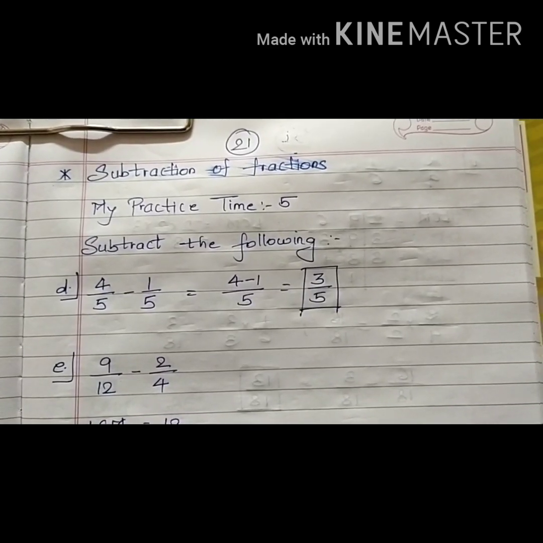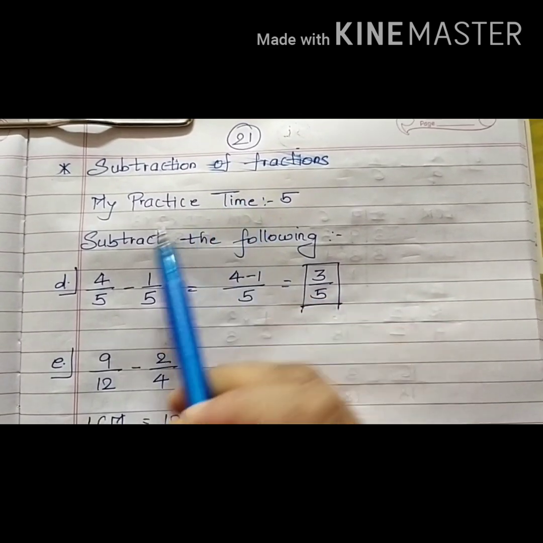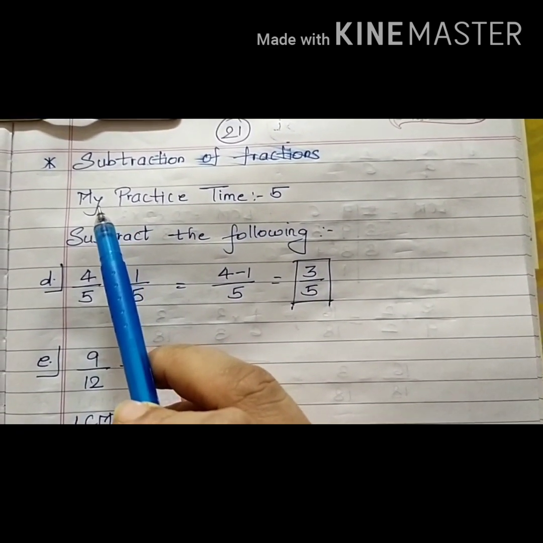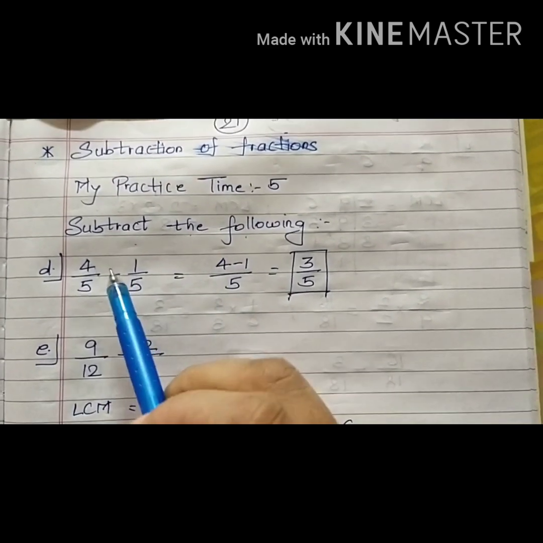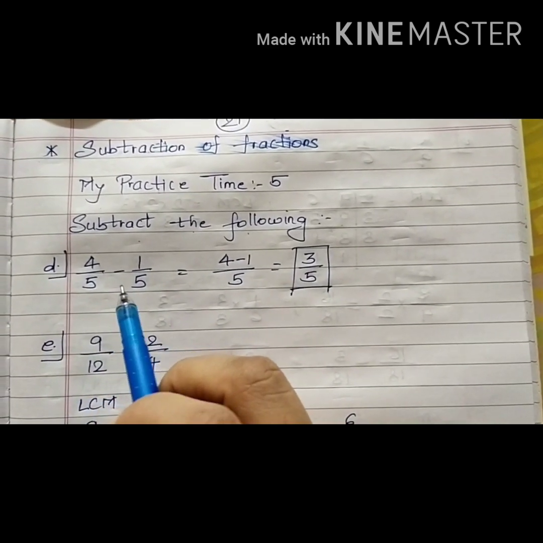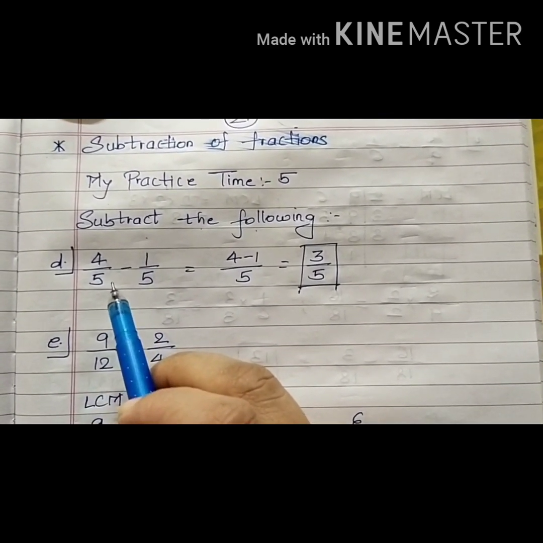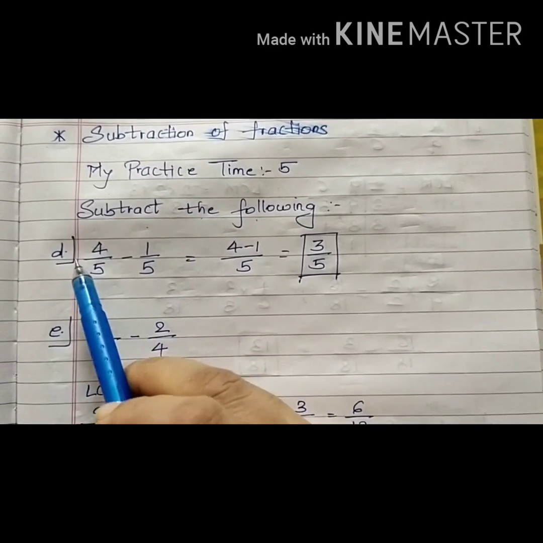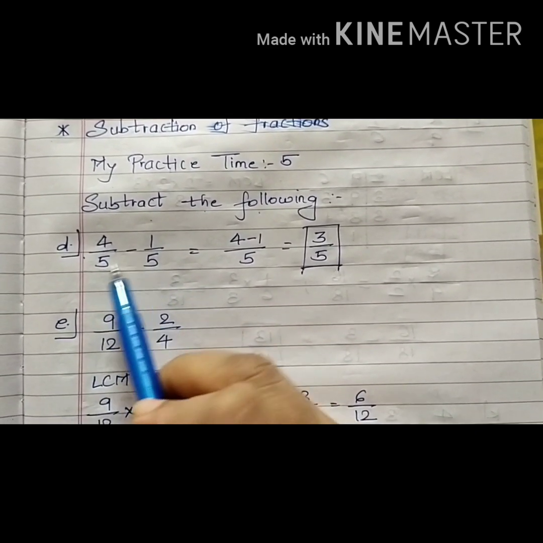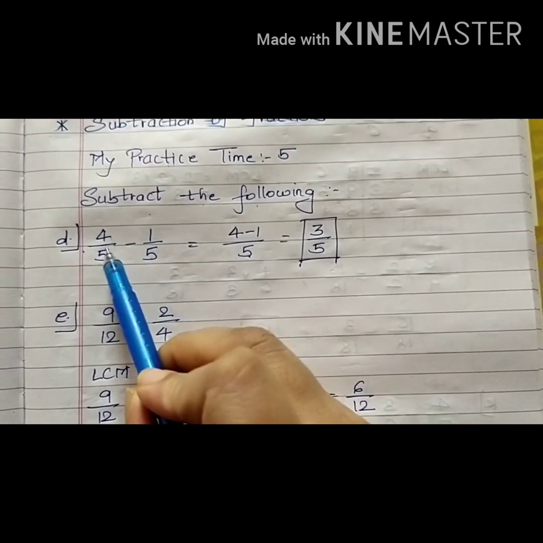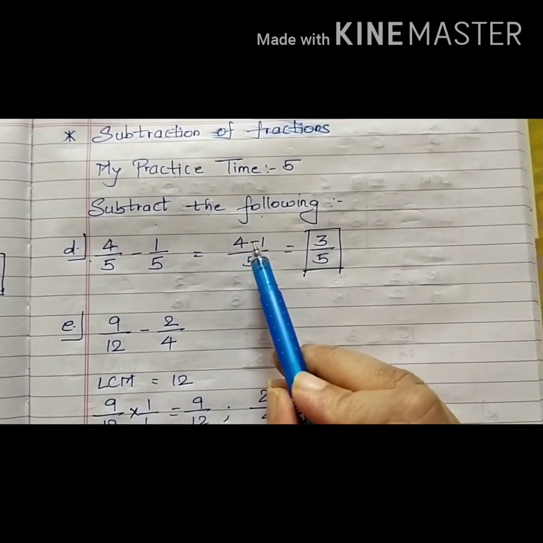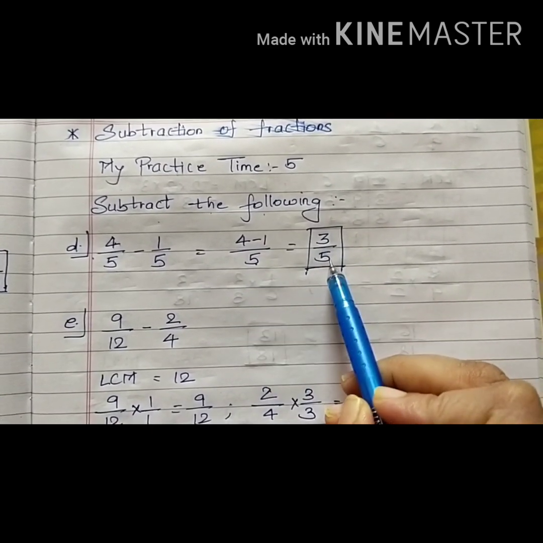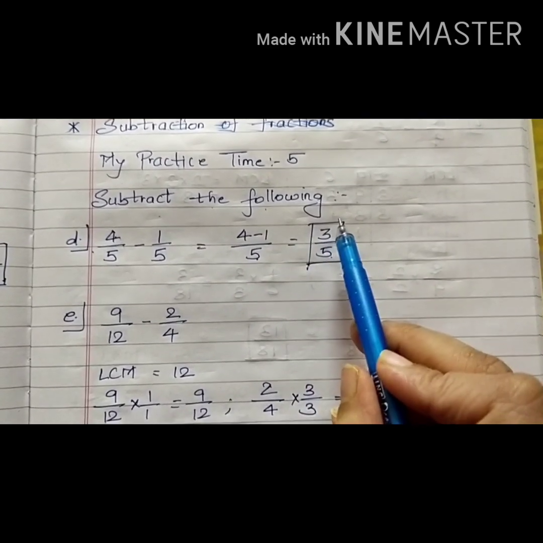Okay children, now let us study subtraction of fractions. I'll be explaining you the example from my practice time 5. Subtract the following. It is the same as addition, children. Only the thing is, instead of addition we do subtraction. The first example has the same denominators, so take it once. This time instead of add I'll do subtract. So 4 minus 1 gives me 3 and 5 down as it is. So the answer is 3 upon 5.